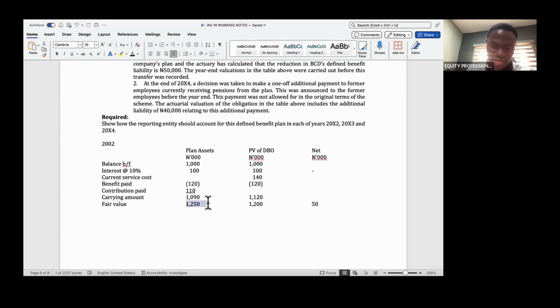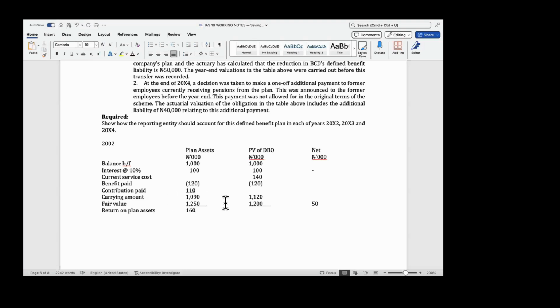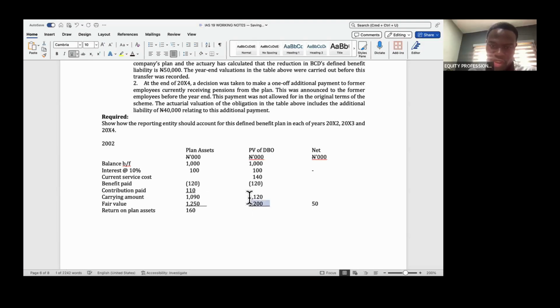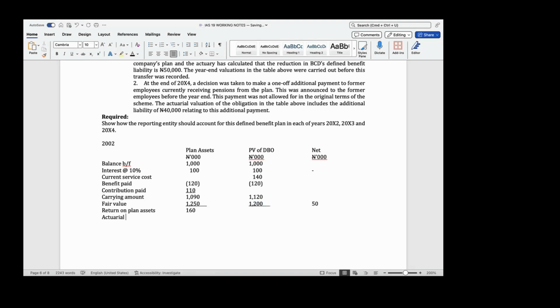So let's get the difference between the two. For the asset first, this one is higher. The fair value is higher than the book value, which is a gain. So we call that return on plan assets. So what's the difference? 160. For this one, the obligation is also higher than the book value. Is that an actuarial loss or an actuarial gain? Actuarial loss.